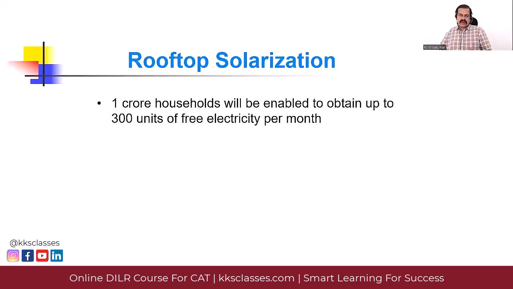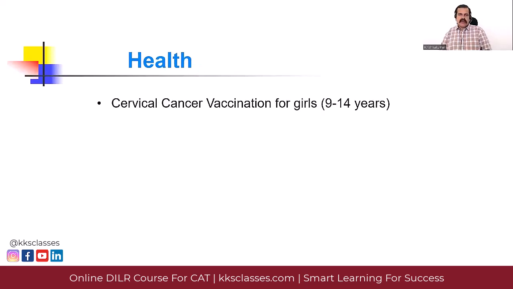A significant announcement relates to the rooftop solar scheme, which promises to reach out to 1 crore households in India, which will help them to obtain up to 300 units of free electricity every month. A significant announcement is regarding the drive of a vaccination campaign against cervical cancer by vaccinating girls in the age group of 9 years to 14 years.